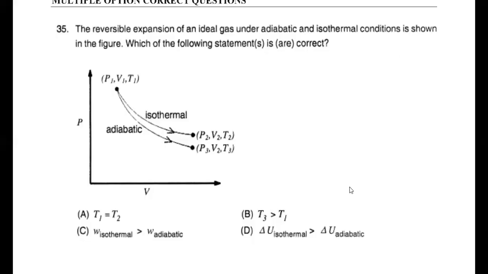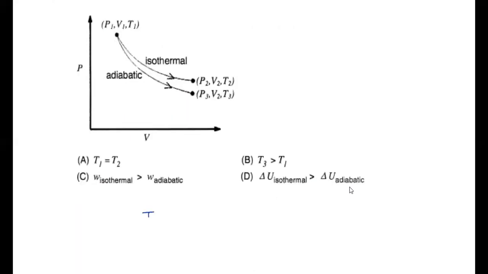So in this question, it's given the reversible expansion of an ideal gas under adiabatic and isothermal condition as shown in the figure. Correct statement you have to find out. First, you will see that the first process is isothermal. Isothermal means temperature is constant. So we can certainly say that T1 equals T2, because this process is isothermal, so initial and final temperature must be the same. T1 equals T2.